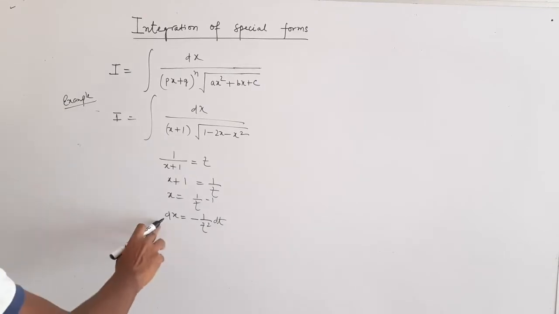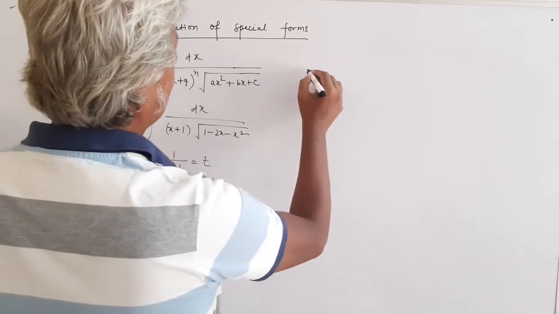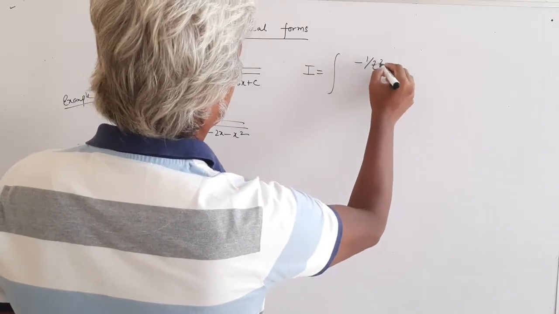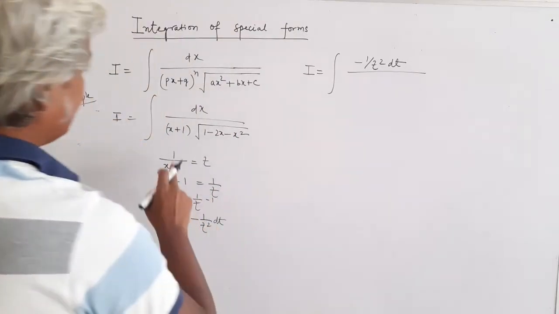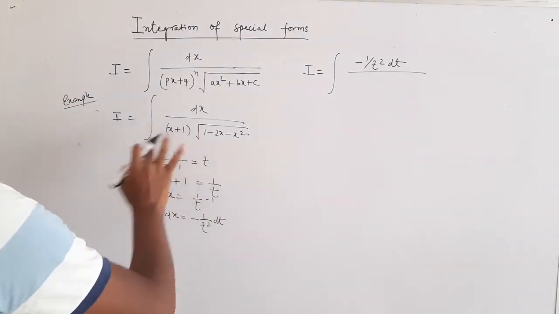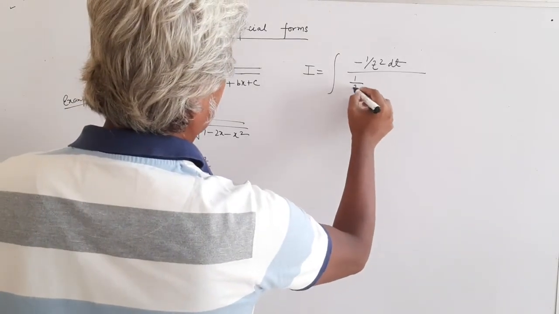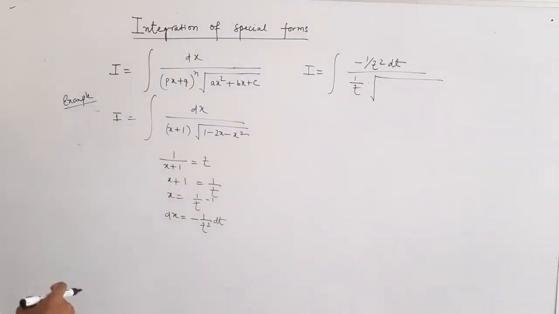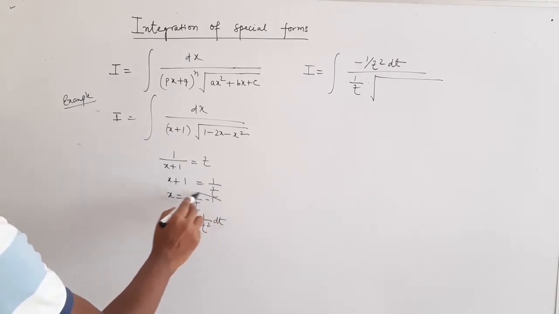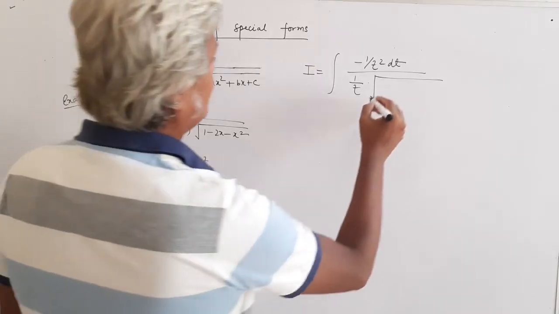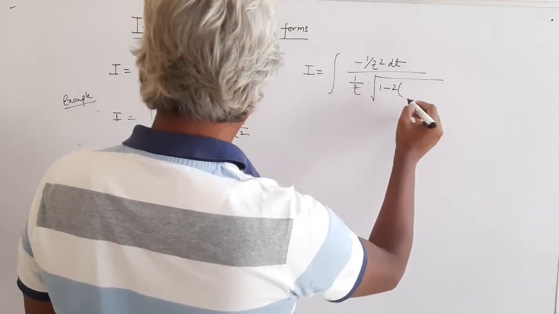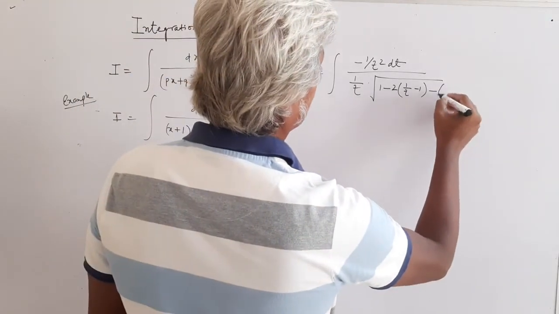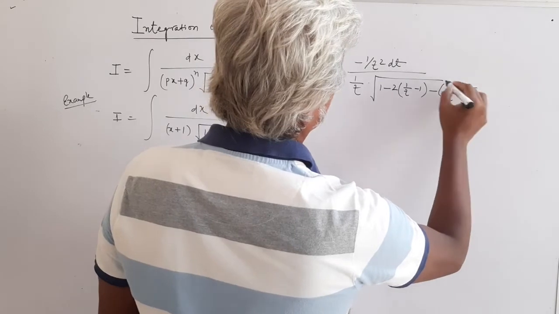Now I put this substitution so that my integral changes to I equals, in place of dx, minus 1 over t square dt, and then x plus 1 is 1 over t, so 1 over t into the square root of 1 minus 2 times (1 over t minus 1), and minus (1 over t minus 1) whole square. Remember x is 1 over t minus 1.